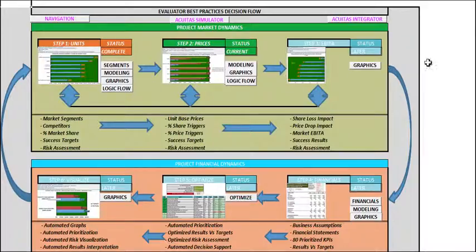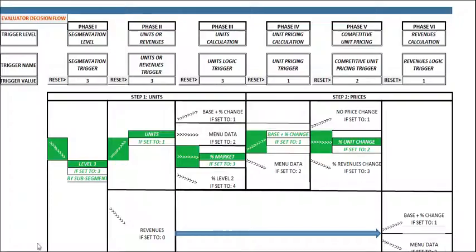Let's go back to the decision flow diagram. To even further help you manage decision logic for each simulation, clicking on the Logic Flow navigation button here takes you to a graphical representation of the logic triggers in the Evaluator. This graph represents all of the decisions you need to make and the logical sequence in which to make them to define the level of detail and the calculation approach you want to invoke for this simulation. The best practices steps to which these logic triggers apply are shown at the top of the flow diagram.